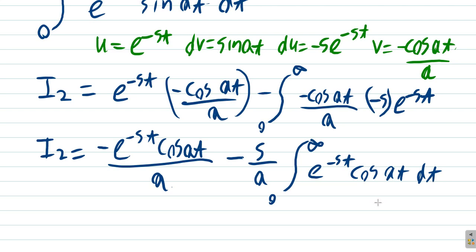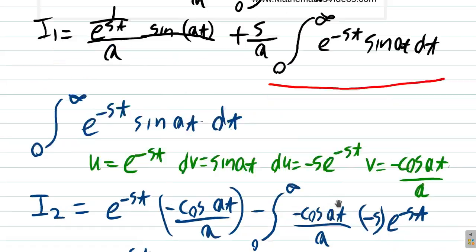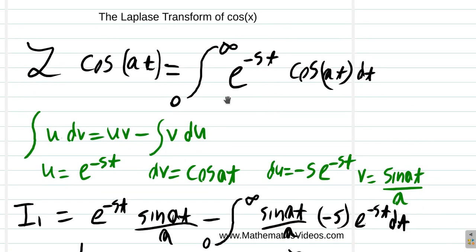Alright, so now let's look at this part. Let's concentrate on this part here. Does it look familiar? The integral from 0 to infinity of e to the negative st cos at dt. So this is the Laplace transform of cos at. This is the Laplace transform we're trying to find.